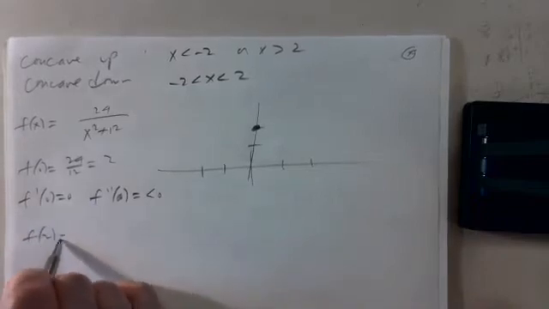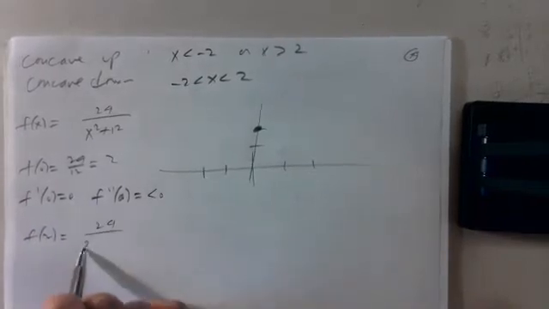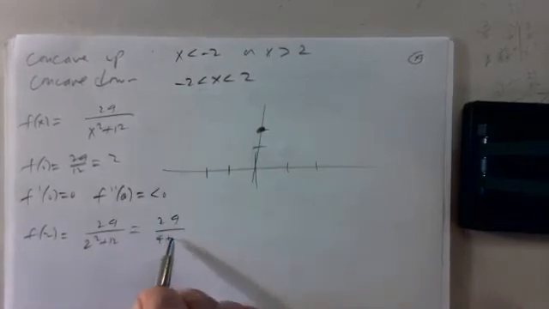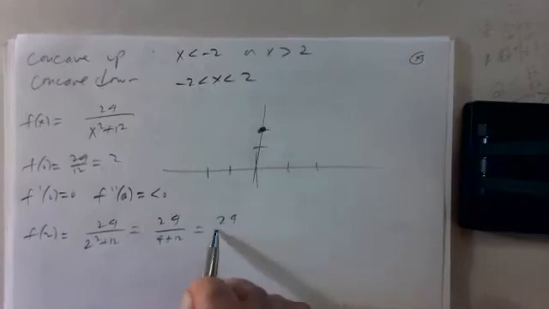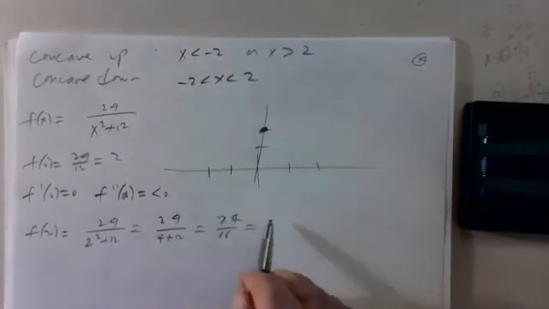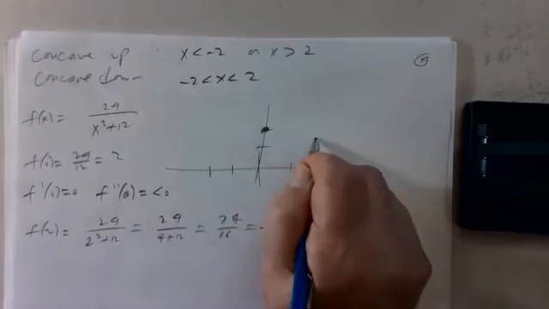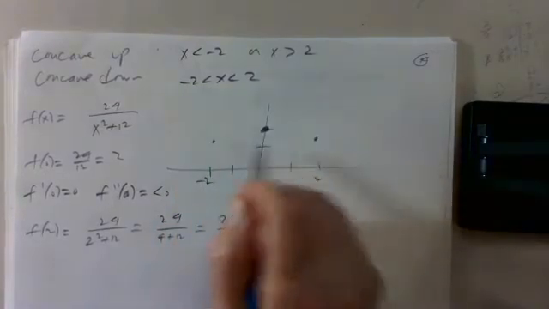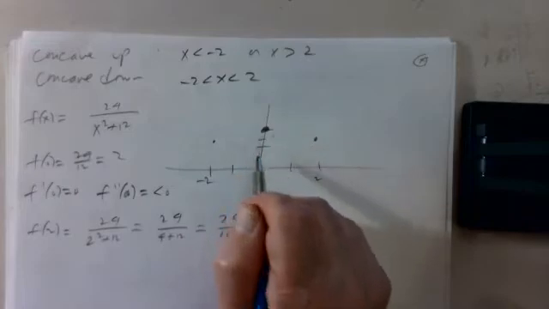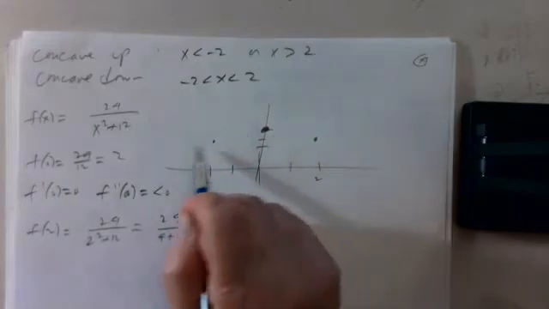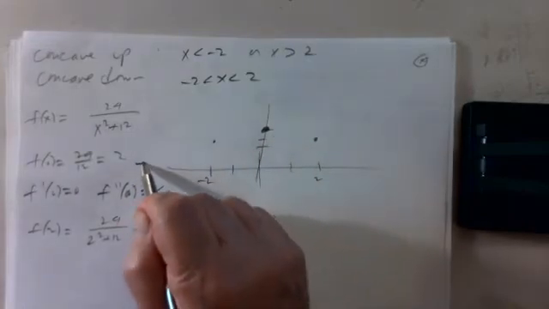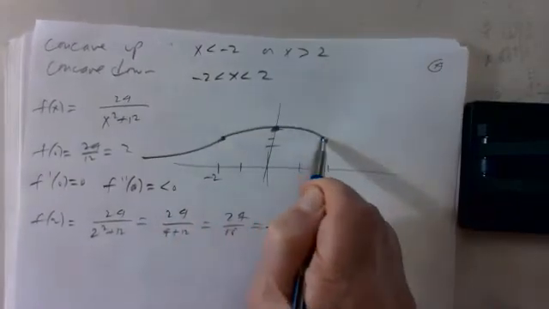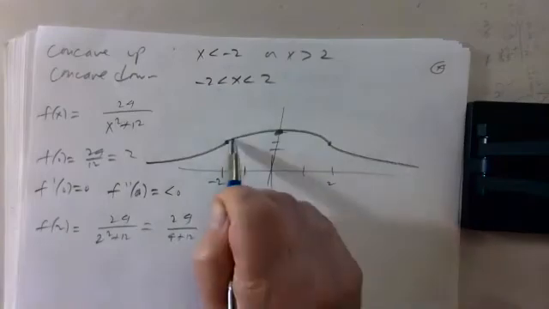What is f of 2 equal to? 24 over 2 squared plus 12. 24 over 4 plus 12. 24 over 16, which is 3/2. So at -2 and +2, this takes on the value 3/2. And the curve, in fact, looks like this. It's concave up, then it's concave down, then it's concave up again.